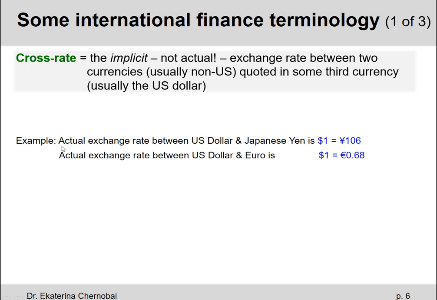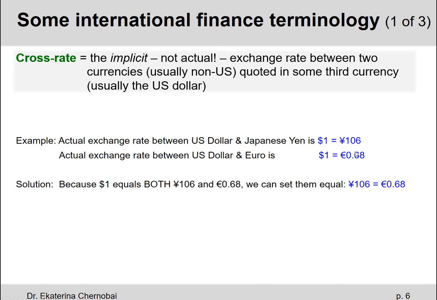Let's say the current actual exchange rate between the US dollar and the Japanese yen is $1 equals 106 Japanese yen. Also, the actual exchange rate between the US dollar and euro is $1 equals 0.68 of a euro. So we have two exchange rates. Both have $1 and then they have the amount of a foreign currency. How would we find the cross rate between the yen and the euro? Because that's what the cross rate would mean in this example.